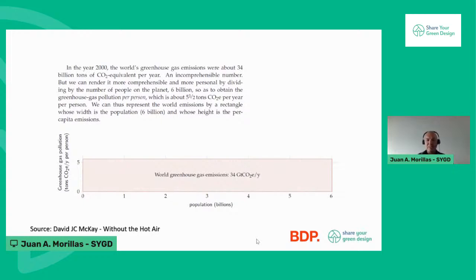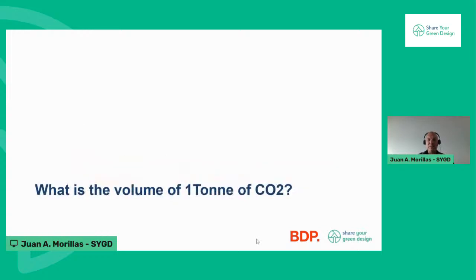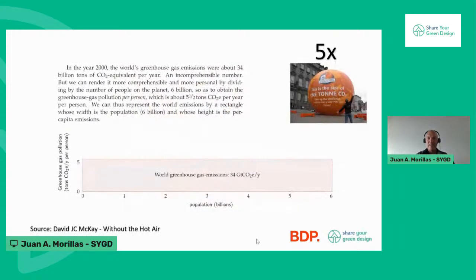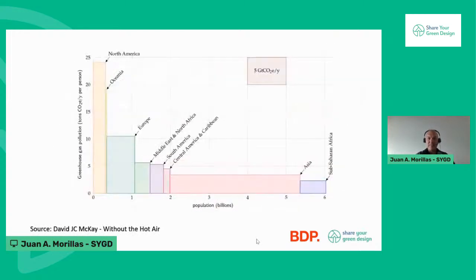The average per person at the time in 2000, with 6 billion people worldwide, it's higher now, as we know, was 5 tons of CO2, which sounds like a lot, but to put it into context, if we know the volume of 1 ton of CO2, we are talking about something like that size. If we think that each of us worldwide is emitting 5 of those balloons, then we have a better idea of the kind of challenge we are all facing. As we see there, that's the 5 we were talking about.